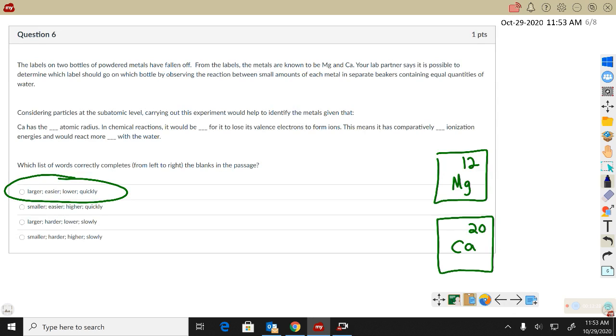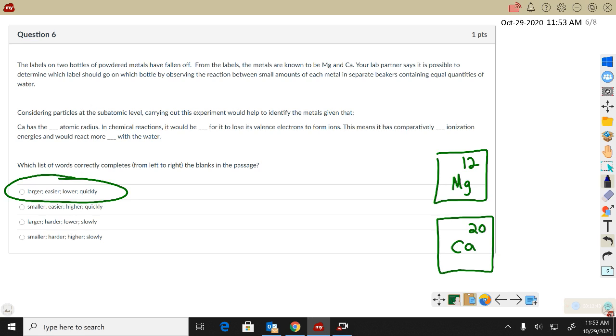I have to think about the attraction. Is it a strong attraction or a weak attraction between the nucleus and the electron cloud? And I love question 6. There were 2 bottles in the lab and the labels fell off. We knew that one was magnesium and one was calcium.